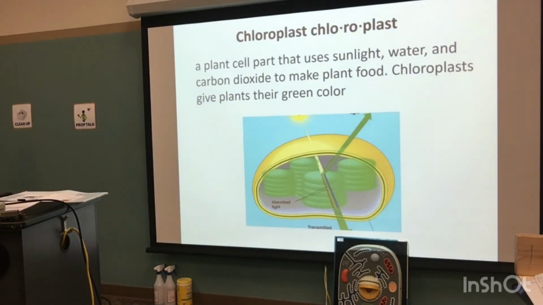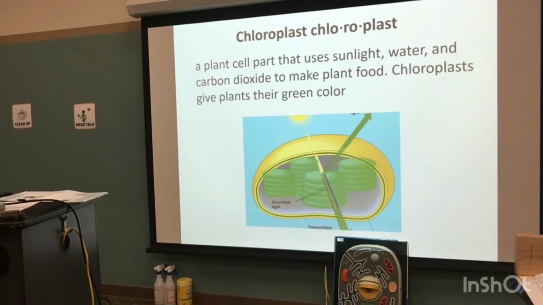So a chloroplast is a plant part that uses 3 awesome ingredients. It takes sunlight shining from the sun, water soaked up through the plant roots, and carbon dioxide breathed into that plant from the air, to make plant food. You see, a chloroplast is like a kitchen. It's where the cooking is going to take place.